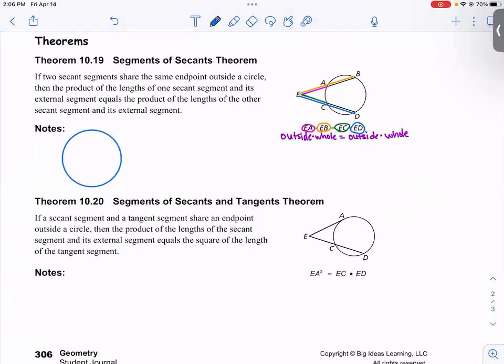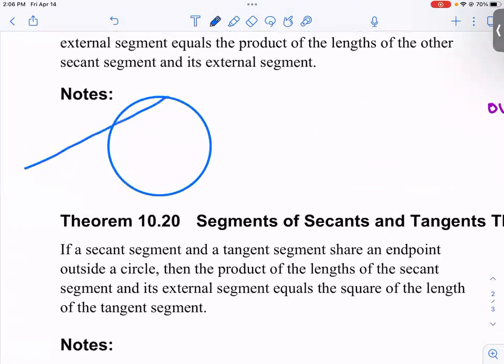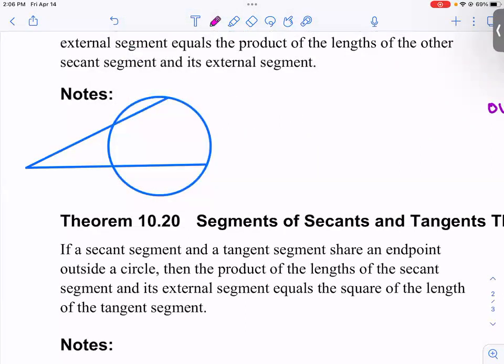Draw this picture with me right where it says notes. I have a circle and I have two secants. And I am telling you that these are the measures of these four segments.